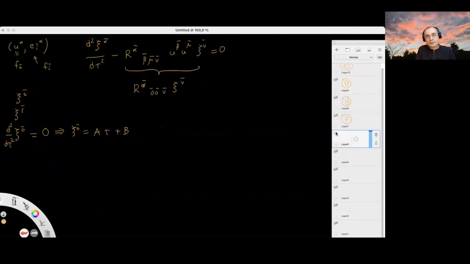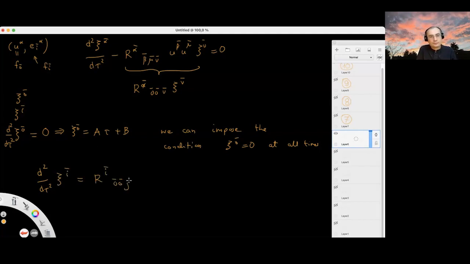let's go back to this layer. We can impose the condition psi zero equal to zero at all times. Then we are just left with three spatial equations, which are, by the way, entirely decoupled from this psi zero. The psi zero term, first of all, decouples because it could only appear here from the Riemann 0, 0 component, which is 0.